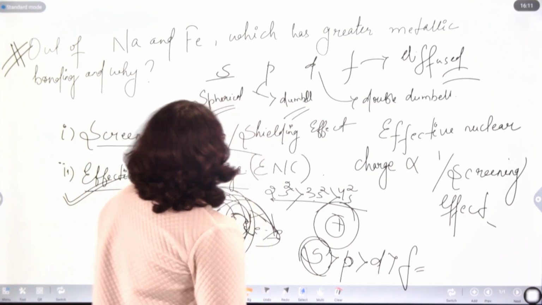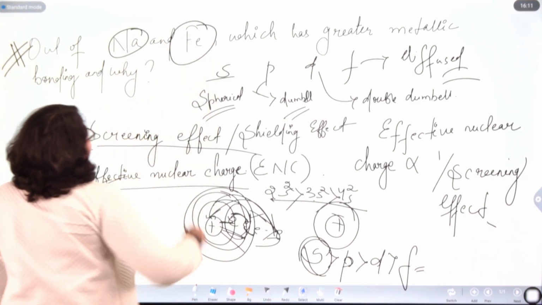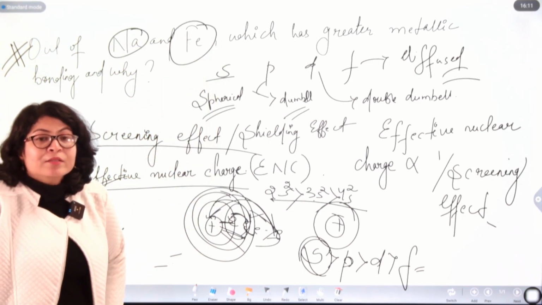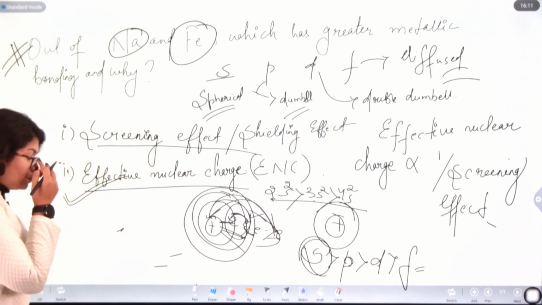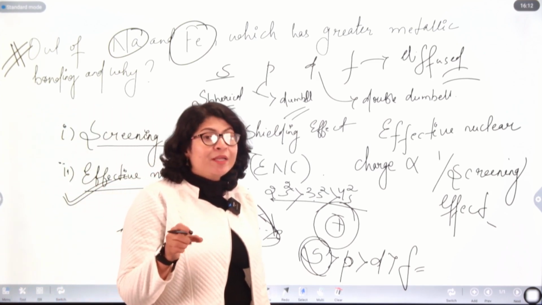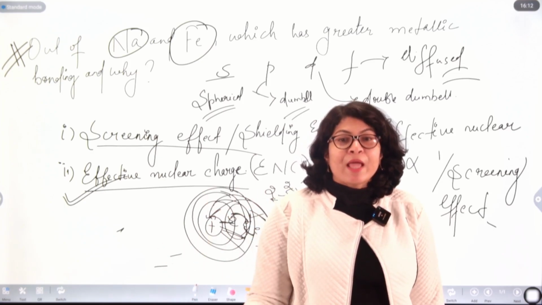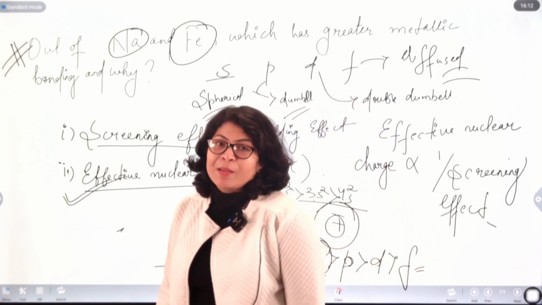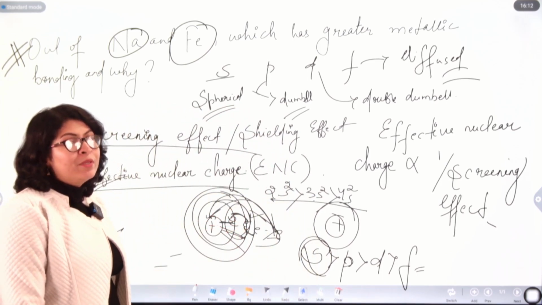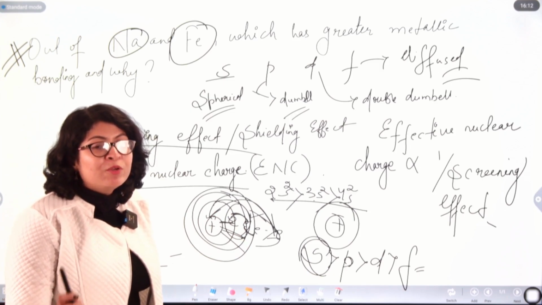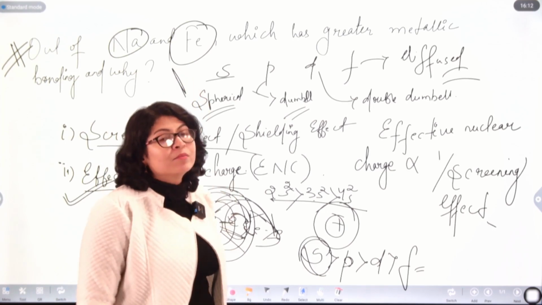Okay, so now coming to my question, out of Na and Fe, which has more metallic bonding? In case of Na, the s electrons are filled and the s electrons, being closer to the nucleus, are held very tightly. As a result, they are not free, they won't be allowed to interact. But in case of iron, Fe, what happens? The d electrons are filled. Due to lesser screening effect and greater size, the effective nuclear charge on them will be comparatively lesser, as a result of which their interaction will be maximum.